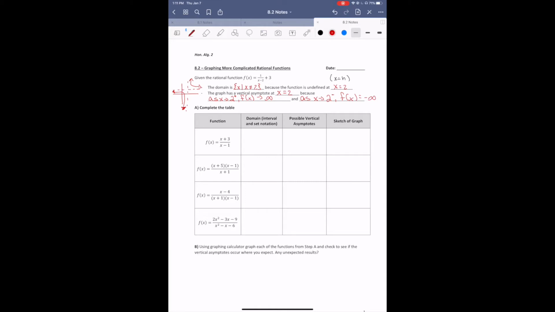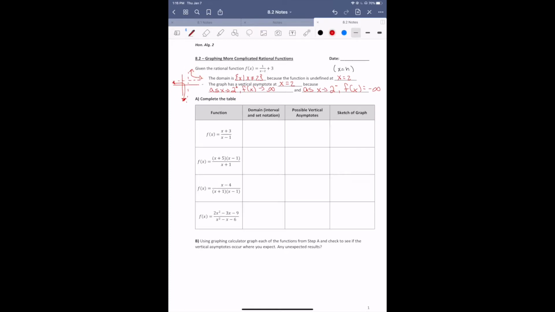So remember, your calculators are not going to show you the asymptotes. They're not necessarily going to be shown in there, but based off of the graph, you can visually identify those two lines and what the asymptotes are.